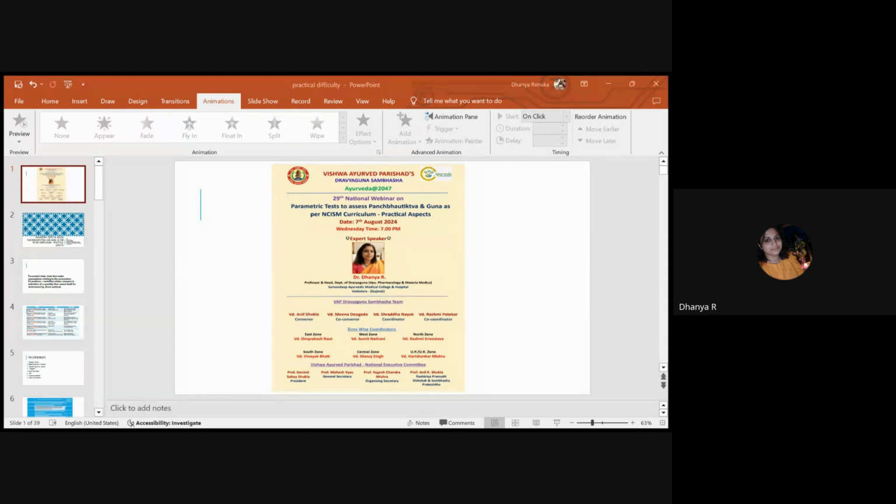the Panchbhautiktva. So coming to the syllabus, for assessing Parthivatva, the parameters mentioned in our syllabus are bulk density and specific gravity.